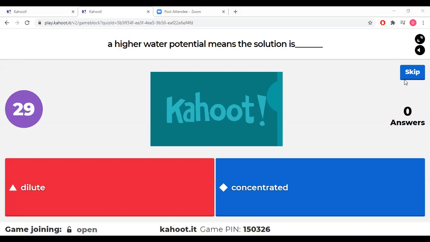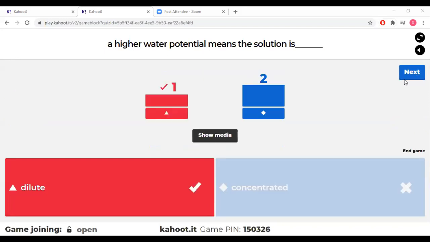A high water potential means the solution is what? Is it dilute or concentrated? I just explained it now as well when I was starting the lesson. High water potential means what? The correct answer is dilute. When there is a high water potential, it means there is more water than there are molecules.